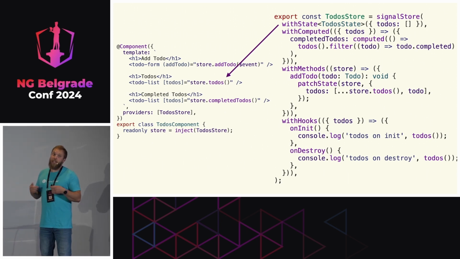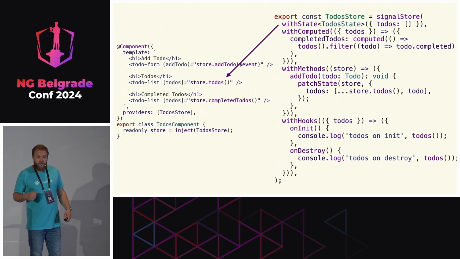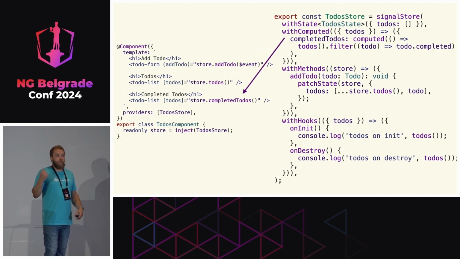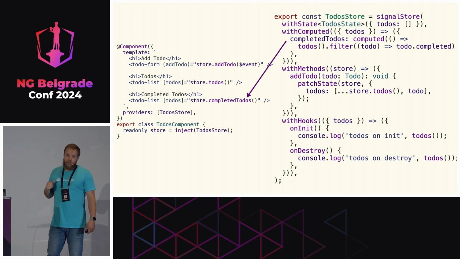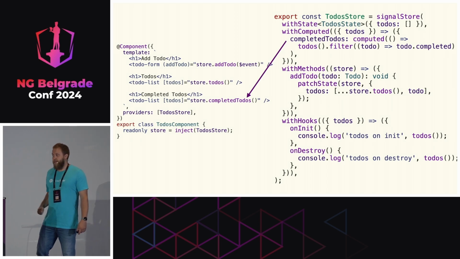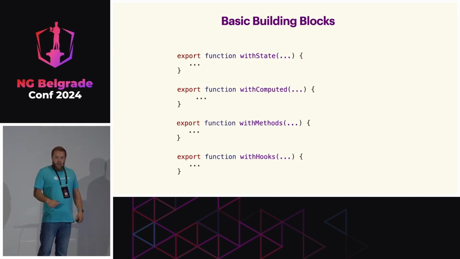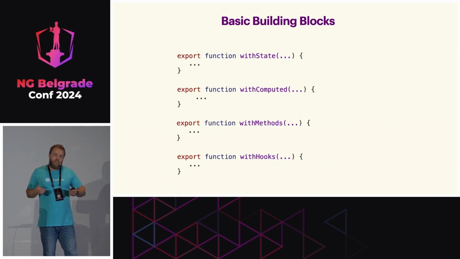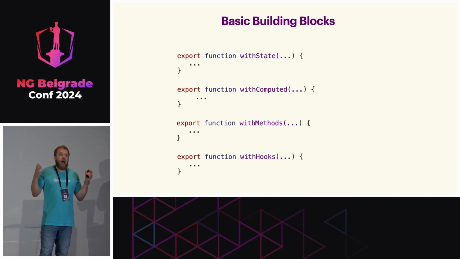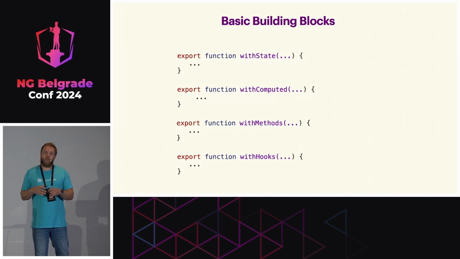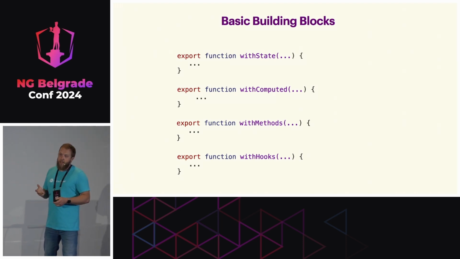It turns that array into the signal. And finally, it can also do completed to-dos from the computed properties. That's your derived state. So these things like withState, withComputed, withMethods, and withHooks are basic building blocks of your state management. You need them pretty much all the time.